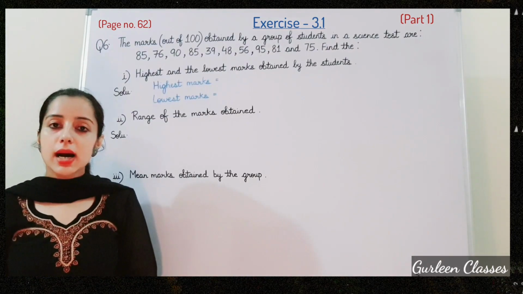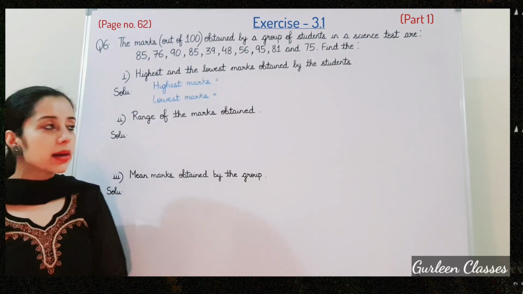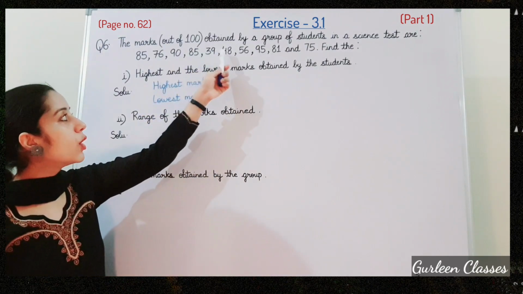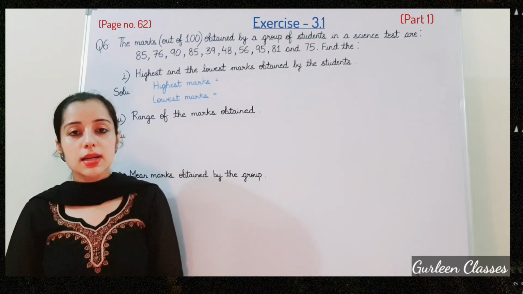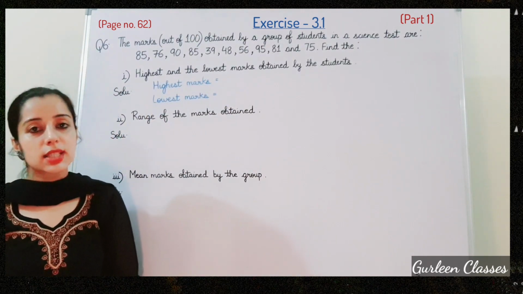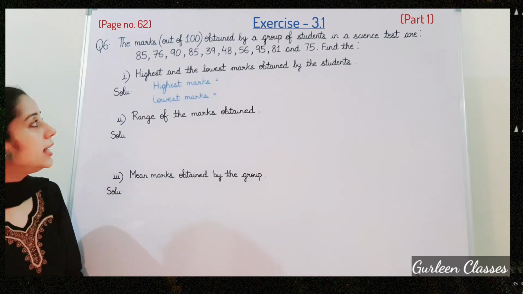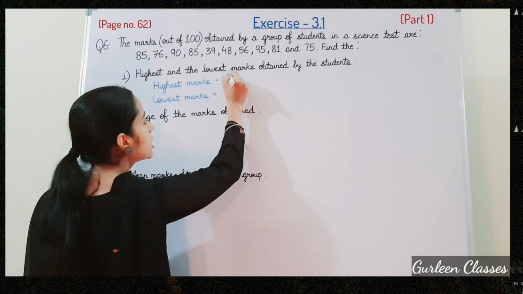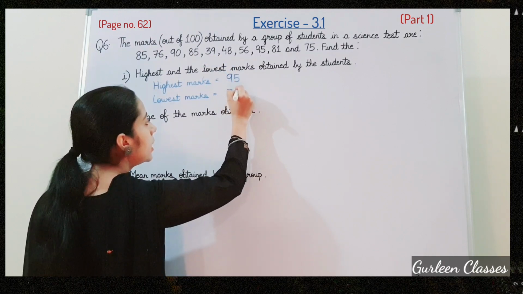Question number 6. The marks out of 100 obtained by a group of students in a science test are 85, 76, 90, 85, 39, 48, 56, 95, 81 and 75. On the basis of these marks, we have to find: first part, highest and the lowest marks obtained by the students. So students, just look at the marks. Which is the highest marks here? 95. And the lowest marks are 39. So right here, highest marks is equal to 95 and lowest marks is equal to 39.